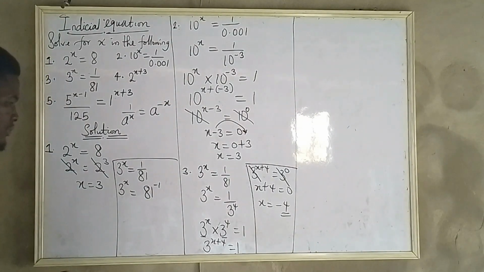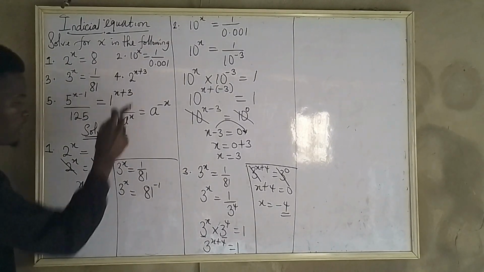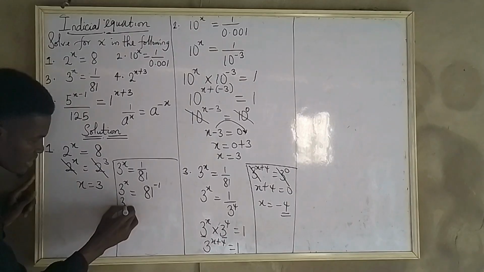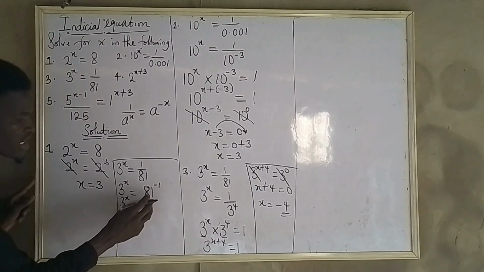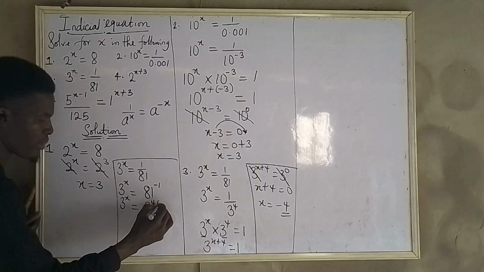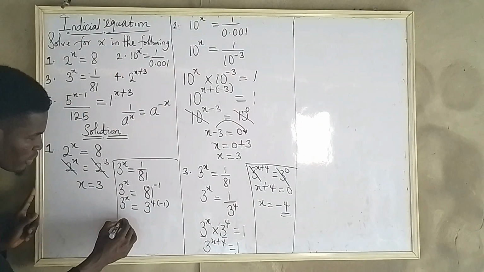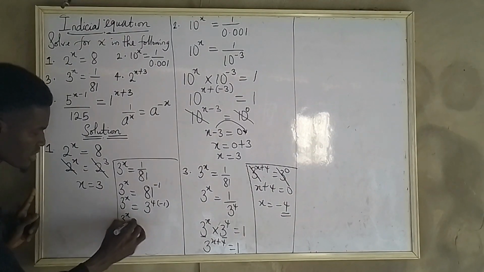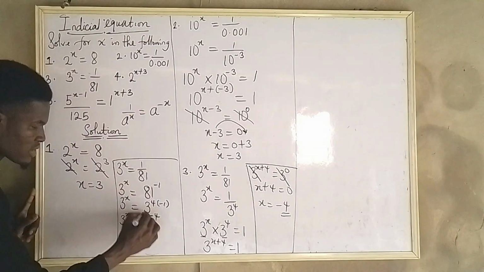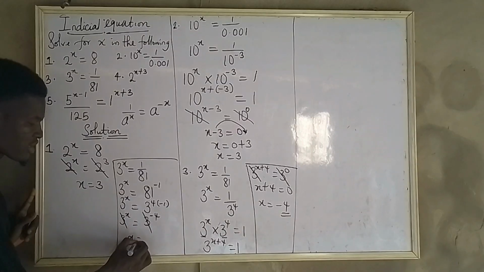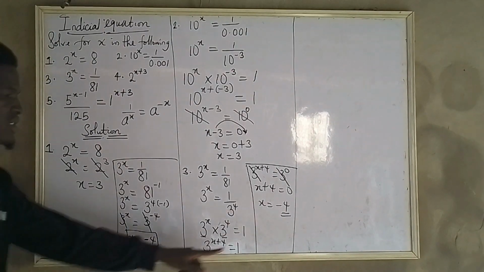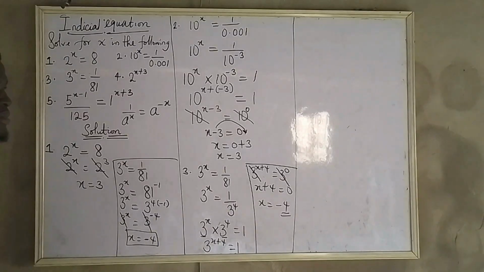Are you seeing that now? So since this is power 1, I can write it like this. So that means 3 raised to power x equals 81, which is 3 raised to power 4, so this is 3 raised to power 4 multiplied by minus 1. And that will give me 3 raised to power x equal to 4 times minus 1, which is minus 4. Cancel, cancel. x equal to minus 4. You can see that we have the same answers. Are you getting what I'm saying now?